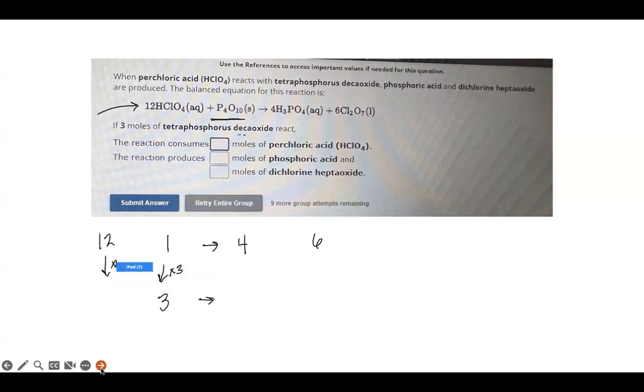So if I multiply this first one by a factor of 3, I get 36. If I multiply the 4 by a factor of 3, I get 12. If I multiply the 6 by a factor of 3, I get 18. So this reaction would consume 36 moles of the HClO4 and 3 moles of the tetraphosphorus decaoxide, but that's what we were starting with, producing 12 moles of the phosphoric acid and 18 moles of the dichlorine heptaoxide. Okay.